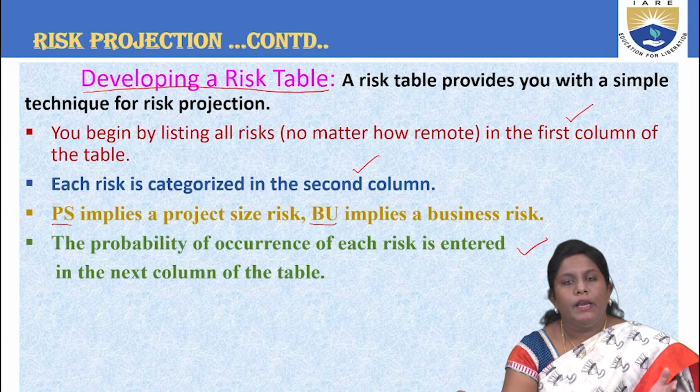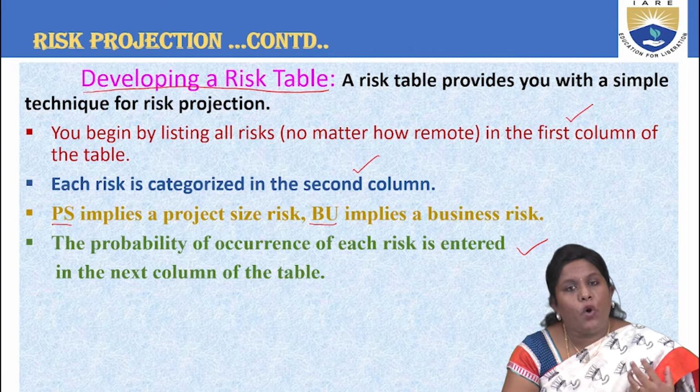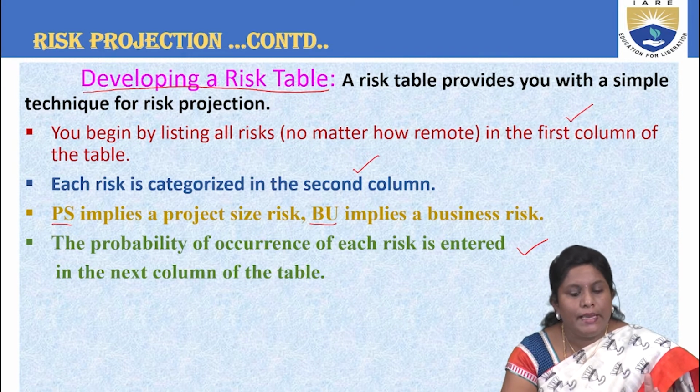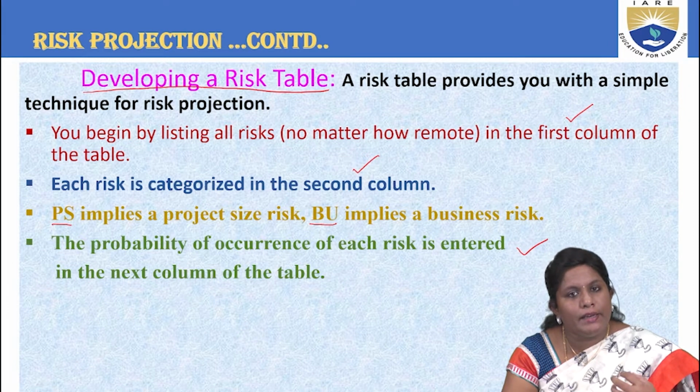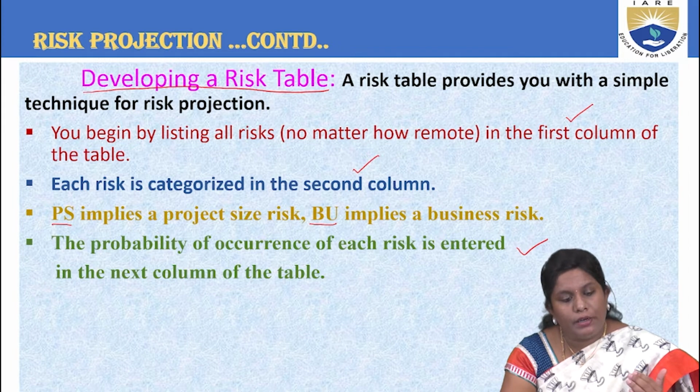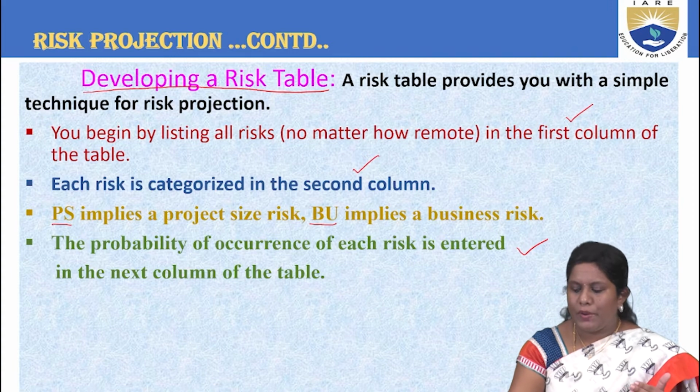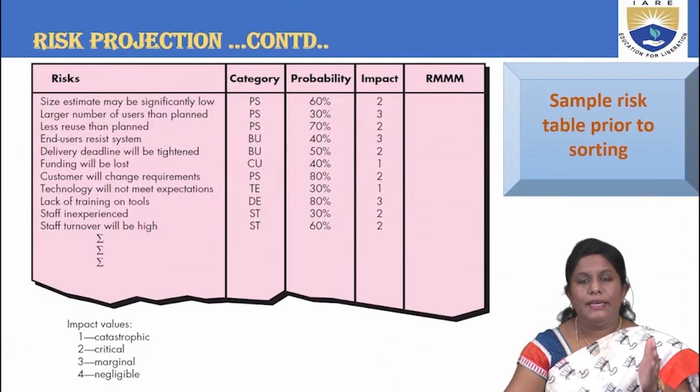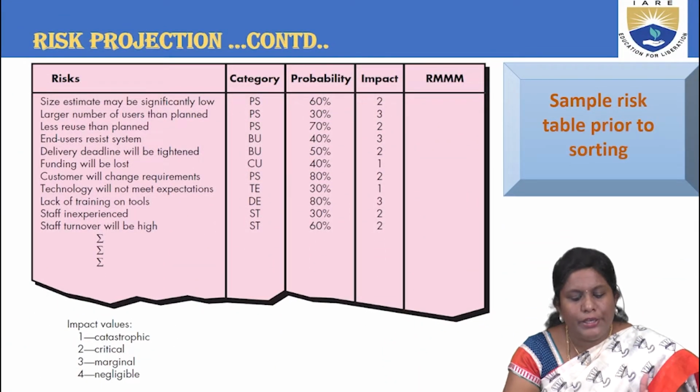So I repeat, to project the risk is of what category and it uses what component, we are trying to develop a risk table. That risk table comprises of the first column with the entire risks that the user has found out, the second column with the categorization of the risks, and it is talking about the project size and the business risk as well. And you also are including the probability of the occurrence of the risks in the next column. So having a look at the risk table that I have just told you, you can have a look at it.